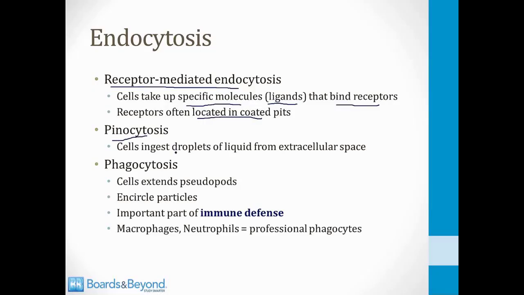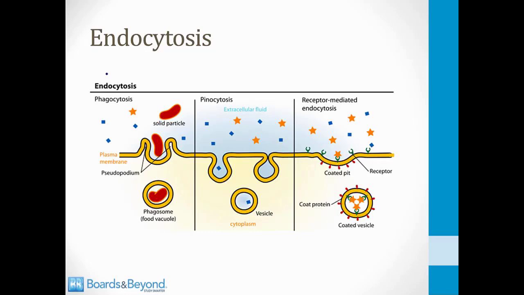Pinocytosis is when a cell ingests droplets of liquid from the extracellular space. And then finally, phagocytosis is when the cell extends little arms called pseudopods from the cell membrane that encircle a particle. And this, as you may know, is very important for immune defense. Macrophages and neutrophils are called professional phagocytes. Their job is to take up pathogens via phagocytosis. And here's a cartoon depicting the three forms of endocytosis.